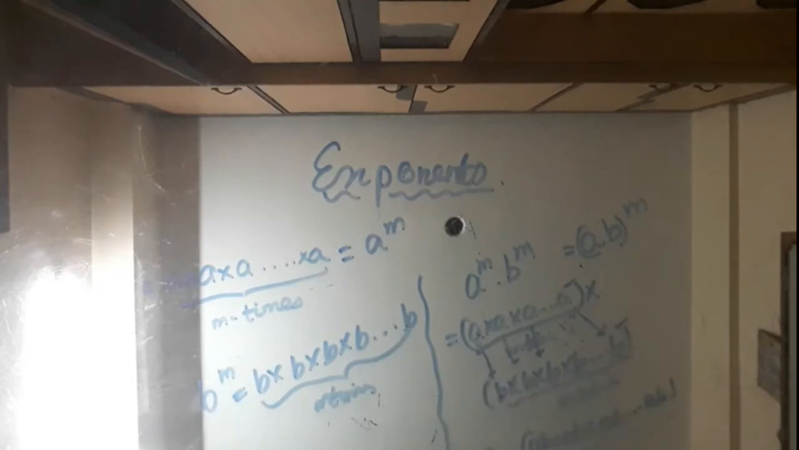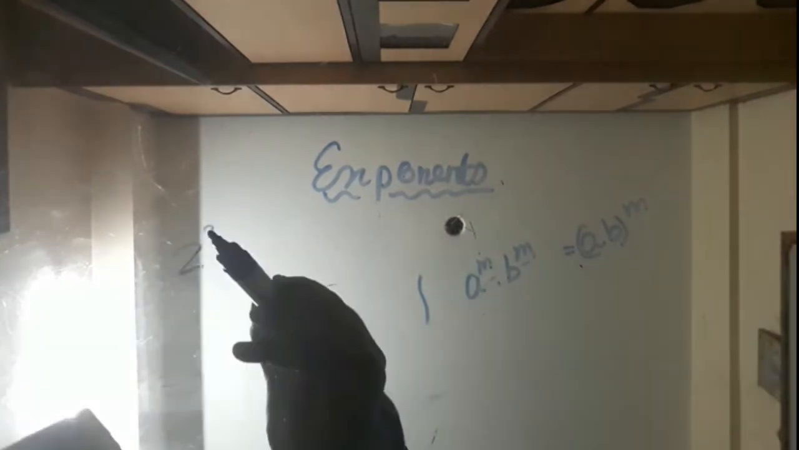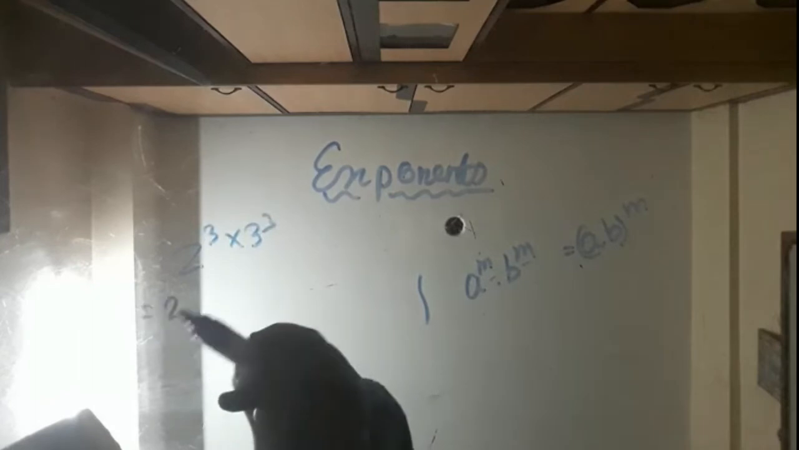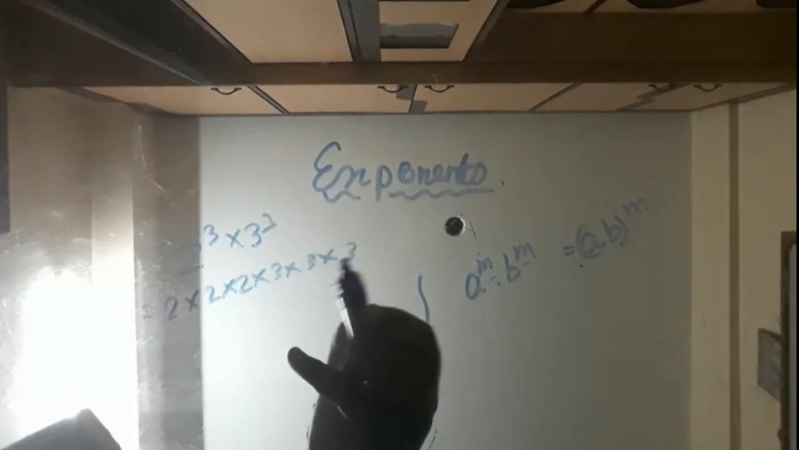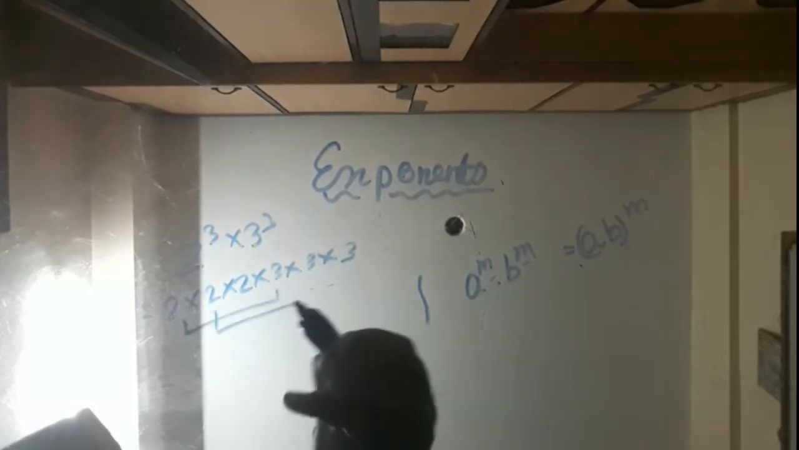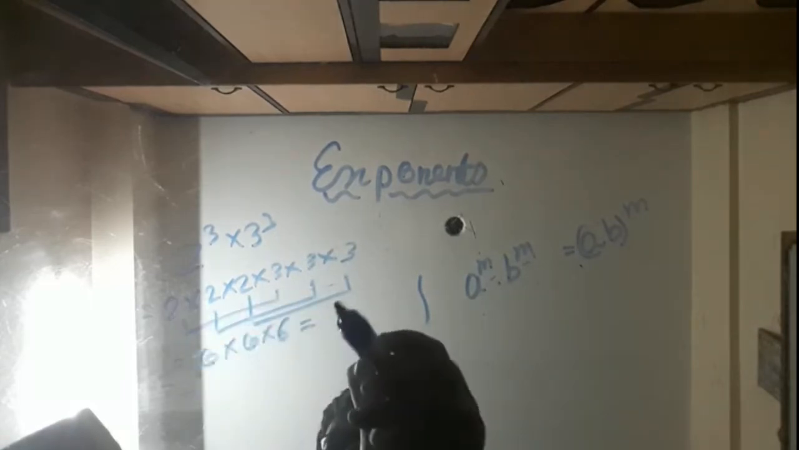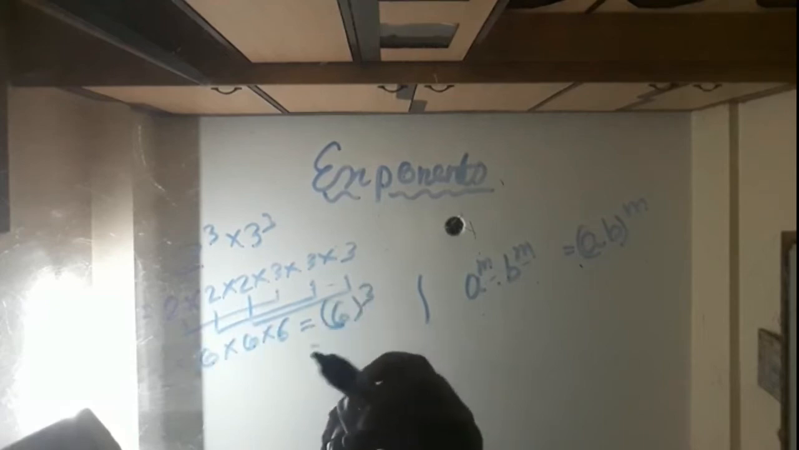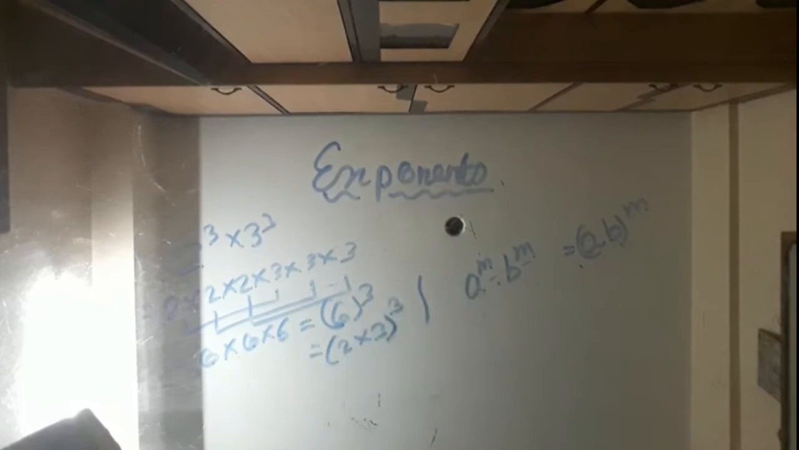Okay, let me take an example to illustrate this further. Let's say I have 2 raised to the power 3 and 3 raised to the power 3. What I mean by this is that 2 into 2 into 2 multiplied by 3 into 3 into 3. What I do is I group these two, group like this. So it is 6 into 6 into 6, which is equal to 6 raised to the power 3, and 6 is nothing but 2 into 3. So it is basically 2 into 3 raised to the power 3.